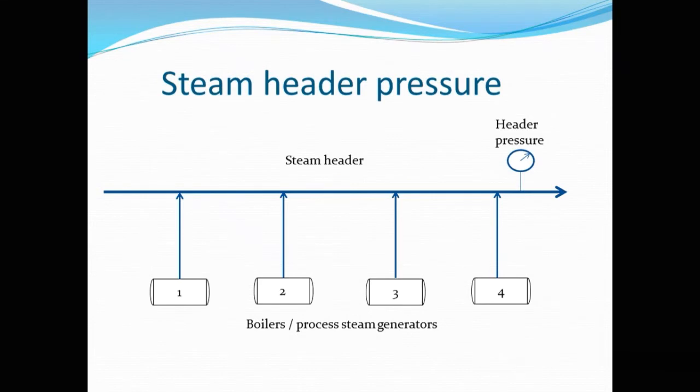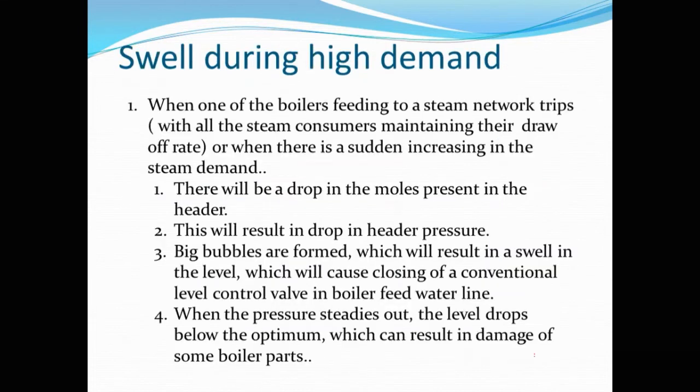So suddenly there is very aggressive boiling, huge bubbles are formed, and we may get a swelling of the liquid level, which will be sensed wrongly by the level control. It will think the level is going up and say, let me close the water valve. But actually this is a situation where the boiler should produce more steam. So this will result in the level going down very fast.